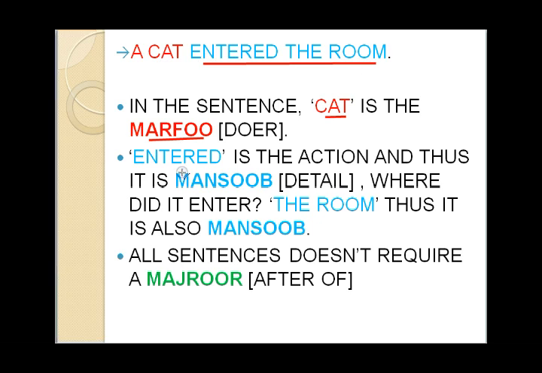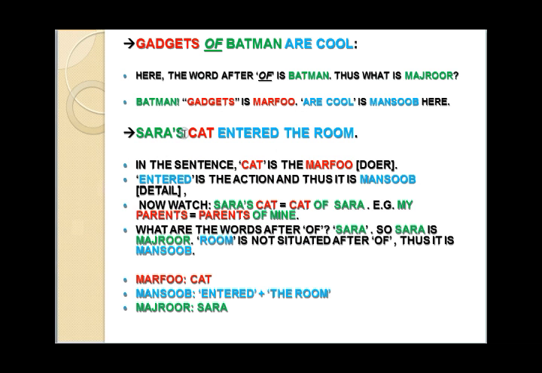And what did he do? Entered the room. So the entered is blue and mansub. Even though I am pointing out with red, you have to understand by looking at the color. Mansub is blue, and the room is also mansub. Now you see, except the marfu, everything is mansub. And of course, all the sentence doesn't require majroor. This is important. You don't want to look for majroor in every sentence, okay? Because now let's look at a sentence which has a majroor. Look at this one.